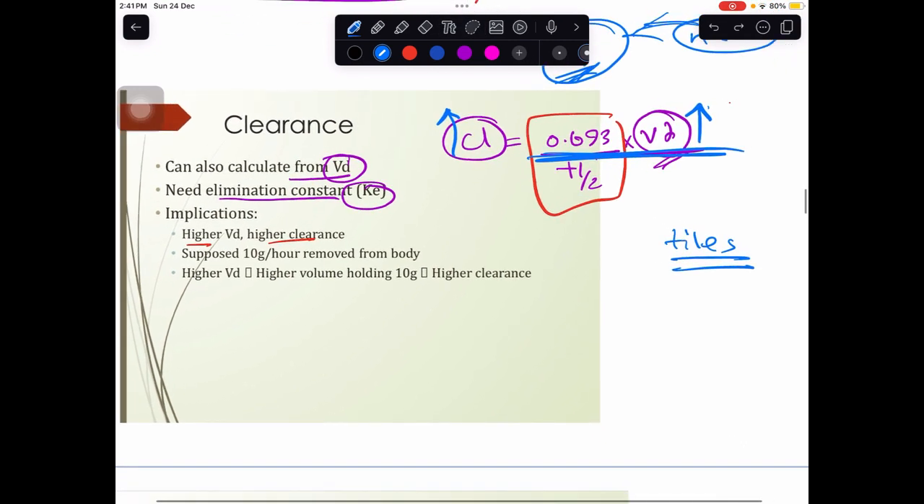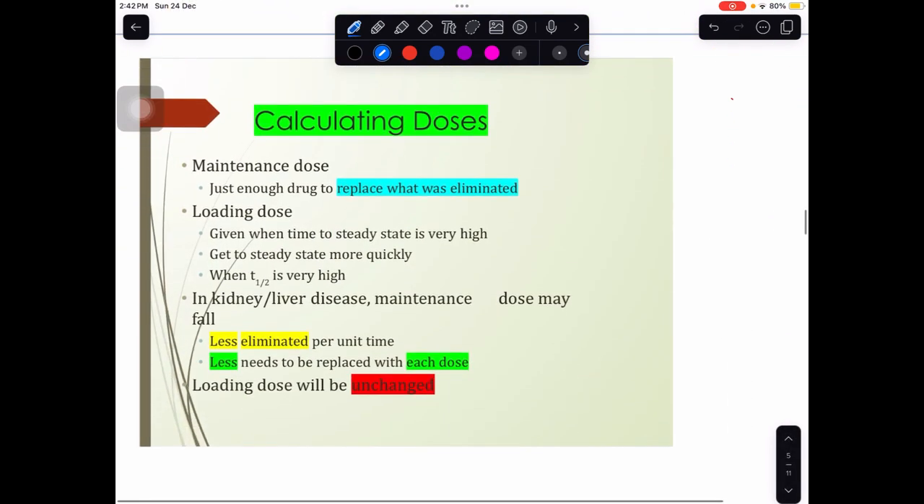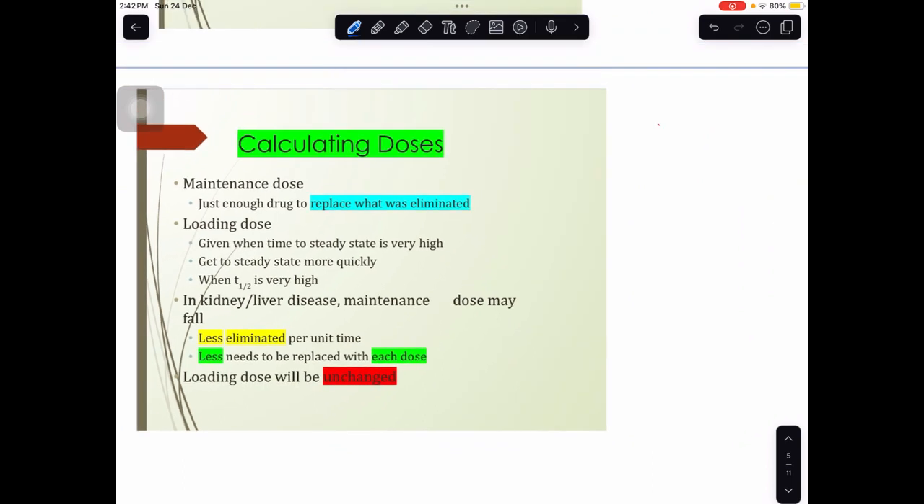So this is just an example. They're saying if let's say they have 10 grams per hour is removed, so the higher the VD, higher volume is holding the 10 grams, so higher clearance. So as the VD increases, the clearance also increases. This is the idea. Now calculating doses.